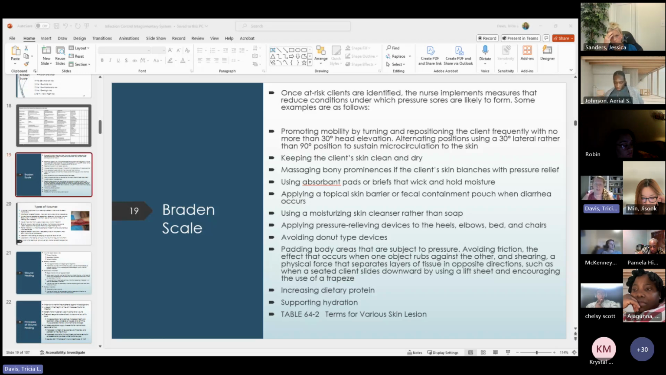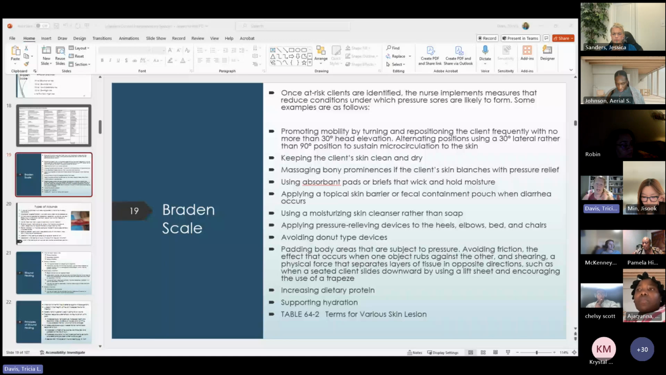Think about a topical skin barrier or a fecal containment pouch. Sometimes if you have a patient that has C. diff and they're having loads and loads of liquid diarrhea, advocate for that patient to have a fecal management system. It gets inserted into the rectum, and it's kind of like a Foley, and all of that stool just comes out and goes down into a bag, which you can drain. It definitely helps with keeping that skin from getting broken down. And if they already have a wound there, it will help with wound healing as well.